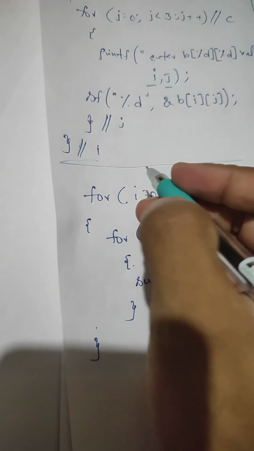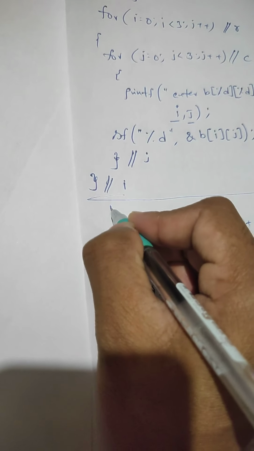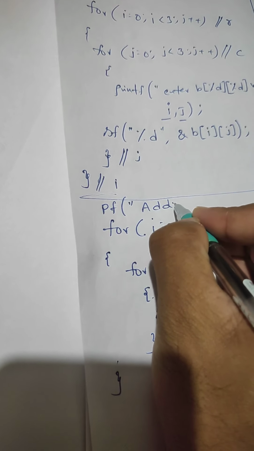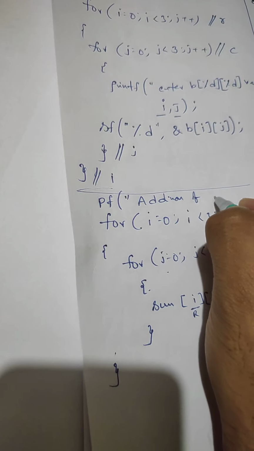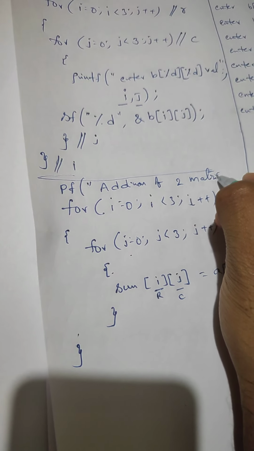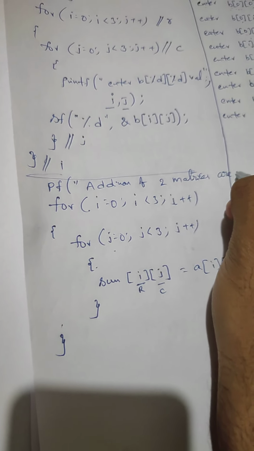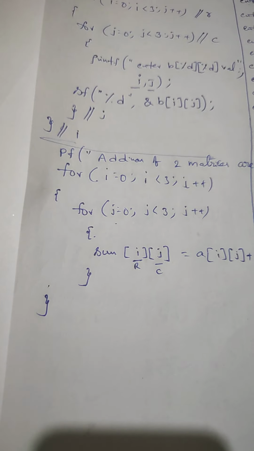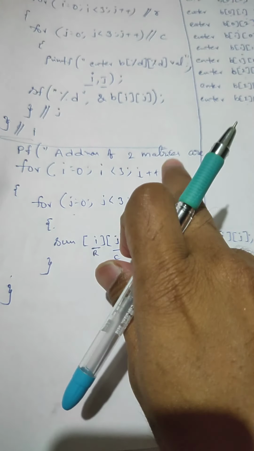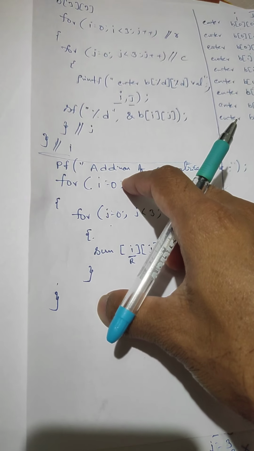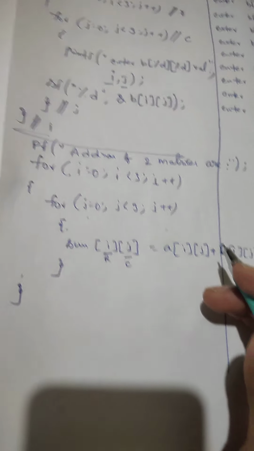And before this, write one printf statement: printf addition of two matrices. Addition of two matrices are, just for clear understanding purpose. Then after this, the block of code is executed. How is this block of code executed?